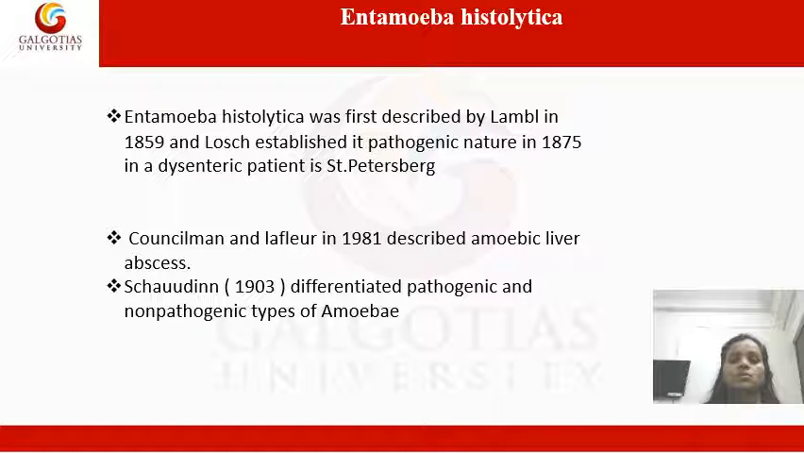Entamoeba histolytica was first described by Lamb in 1859 and Lösch established its pathogenic nature in 1875 in a dysentery patient in St. Petersburg. Councilman and Lafleur in 1891 described amoebic liver abscesses. Schaudinn in 1903 differentiated the pathogenic and non-pathogenic types of amoeba.